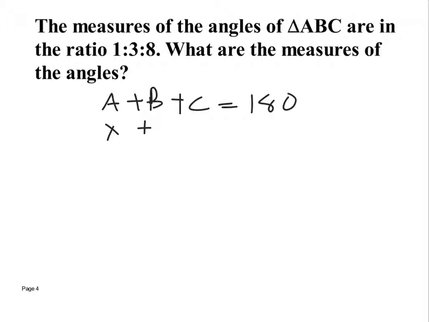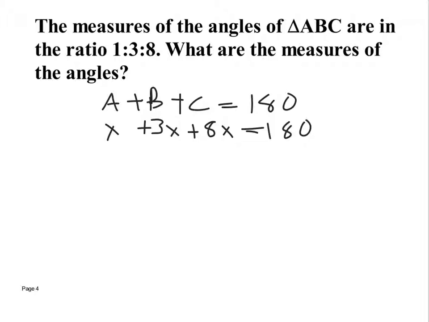B, I'm going to call it 3X, because for every 1 degree of A, it's 3 degrees of B. So if A is X, then B is 3X. What would be C? 8X, because it's 8 of A, which A is X. And then that equals 180.